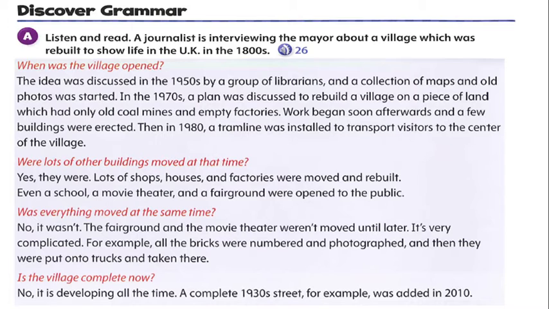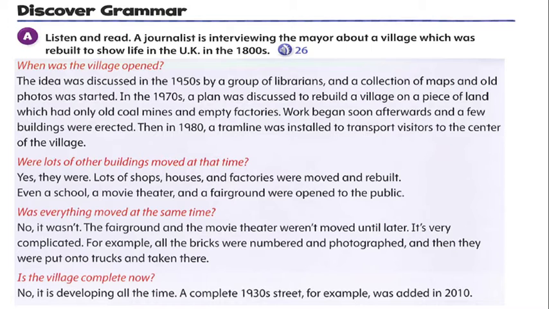Listen and read. When was the village opened? The idea was discussed in the 1950s by a group of librarians, and a collection of maps and old photos was started. In the 1970s, a plan was discussed to rebuild a village on a piece of land which had only old coal mines and empty factories. Work began soon afterwards, and a few buildings were erected. Then in 1980, a tram line was installed to transport visitors to the center of the village.